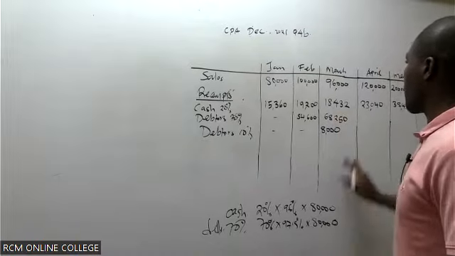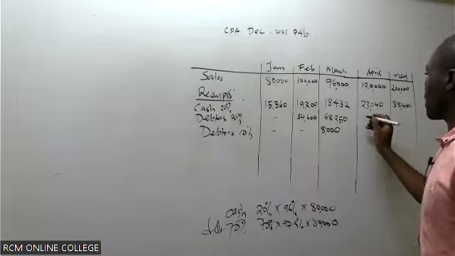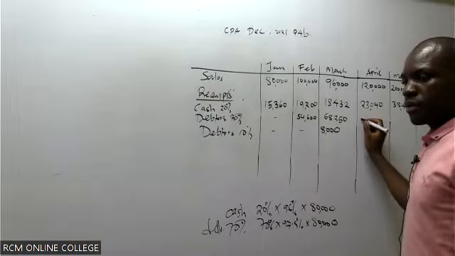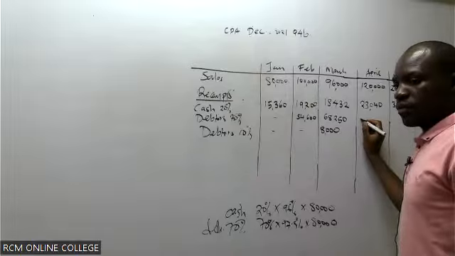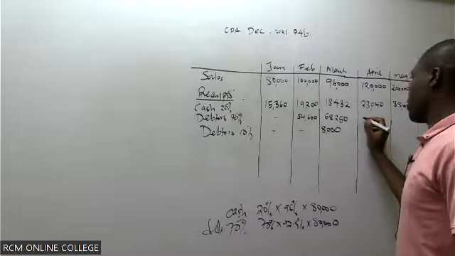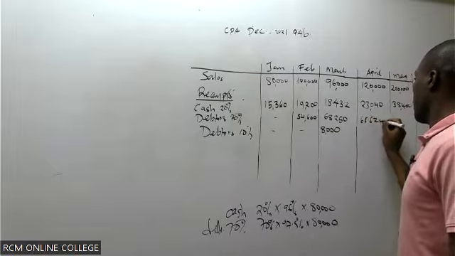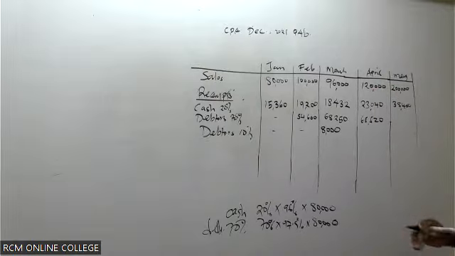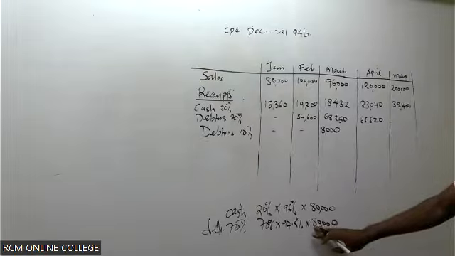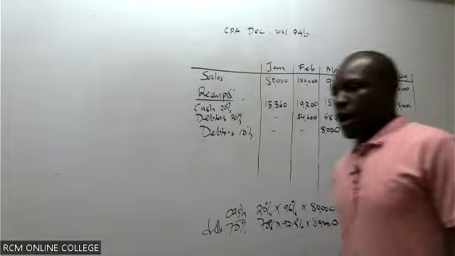Aya, just change 100,000 to 96,000. Unapata ngapi? 65,520. Alafu unakuja hapa ya 120 una receive in May. So what about May? 120,000 hapa tu ndio na change.